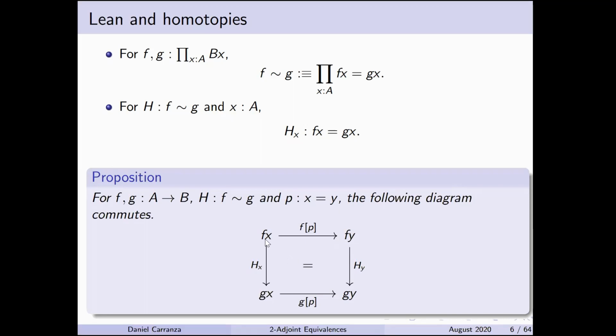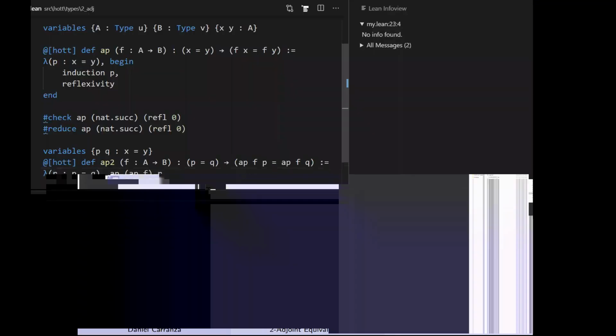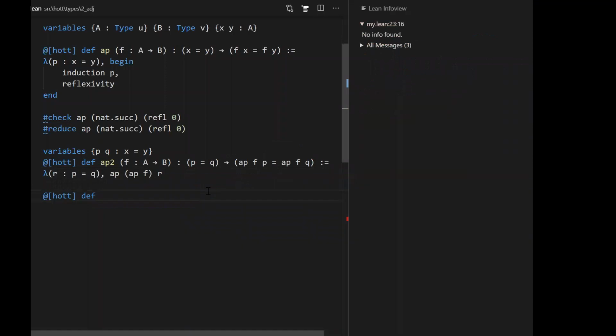So we have that f of x is equal to f of y through AP f of p, and f of y is equal to g of y, since these two are homotopic. And we have that f of x is equal to g of x, because these two are homotopic, and g of x is equal to g of y by using AP again. So to say that the square commutes basically just says that this path AP f p concatenated with h sub y is equal to h sub x concatenated with AP g p. If we want to take a look at what that looks like in Lean, let's go ahead and formalize that. So we have naturality.